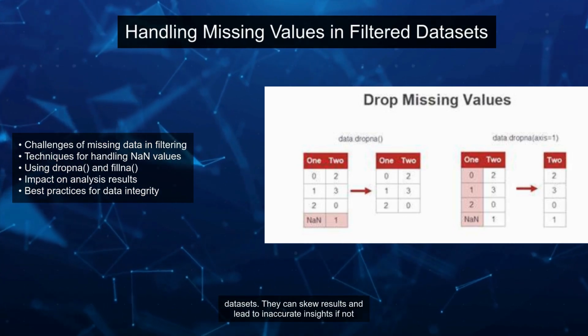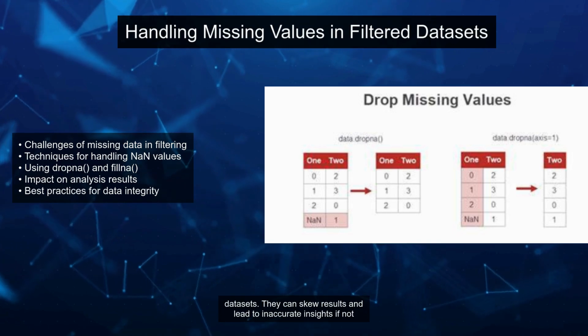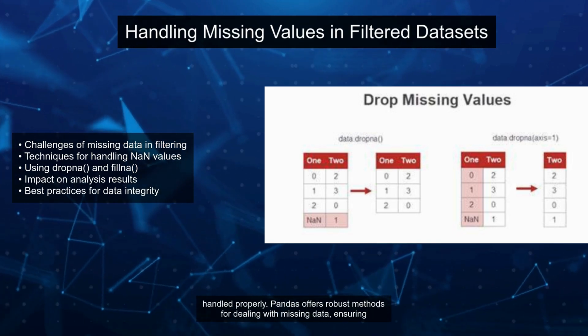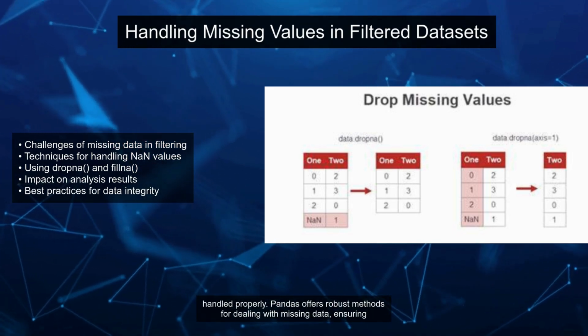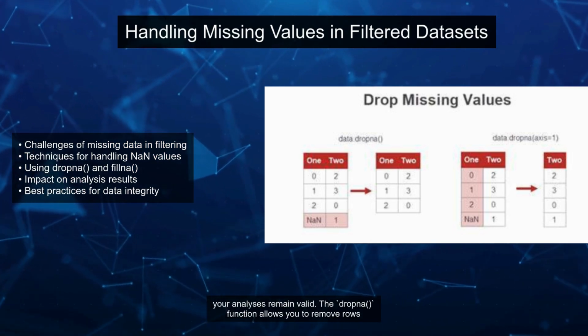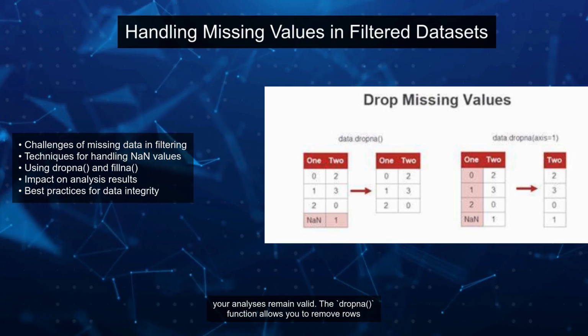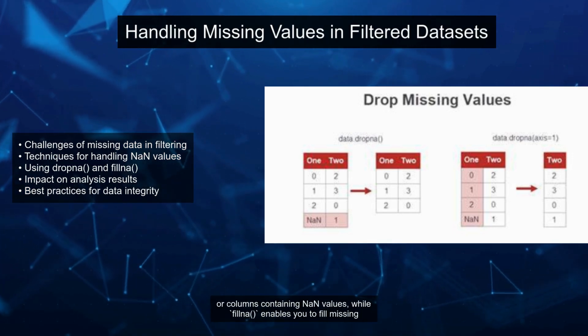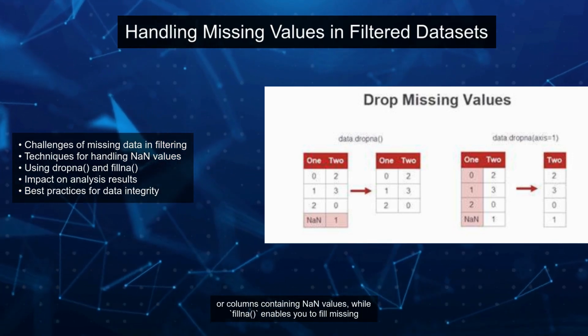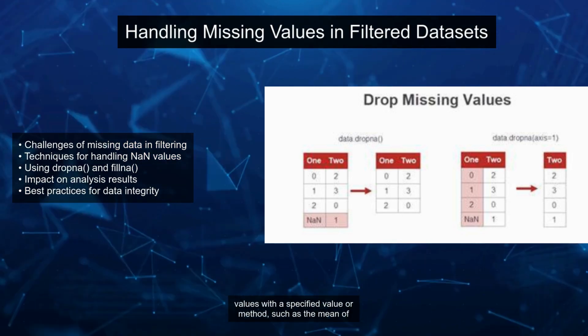They can skew results and lead to inaccurate insights if not handled properly. Pandas offers robust methods for dealing with missing data, ensuring your analyses remain valid. The dropna function allows you to remove rows or columns containing NaN values, while fillna enables you to fill missing values with a specified value or method, such as the mean of the column.